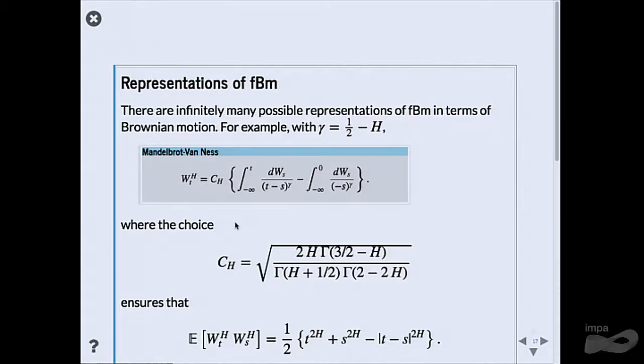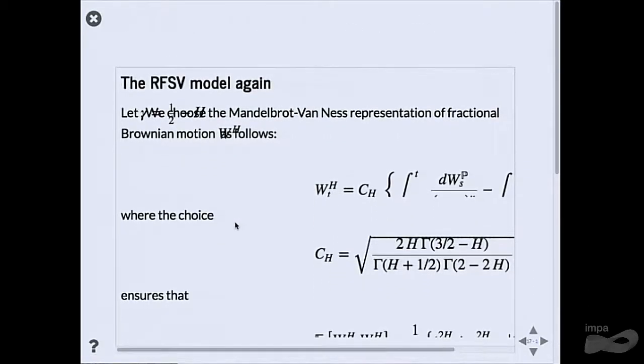We're going to use the Mandelbrot-Van Ness representation, and the real reason that this is the only representation that makes sense for us is because it starts at minus infinity. If we choose any other date, then that date ends up being a special date, and essentially we pick up a scale in our model which we don't want to have.